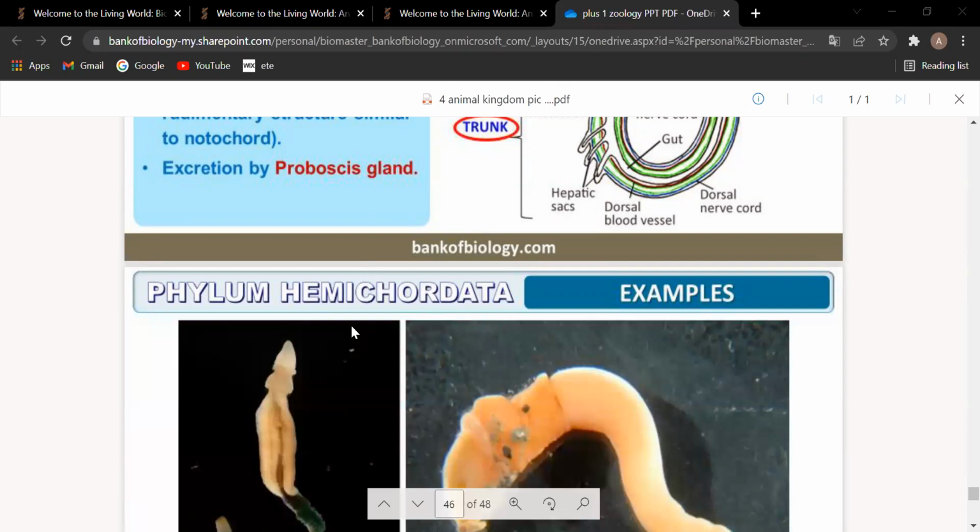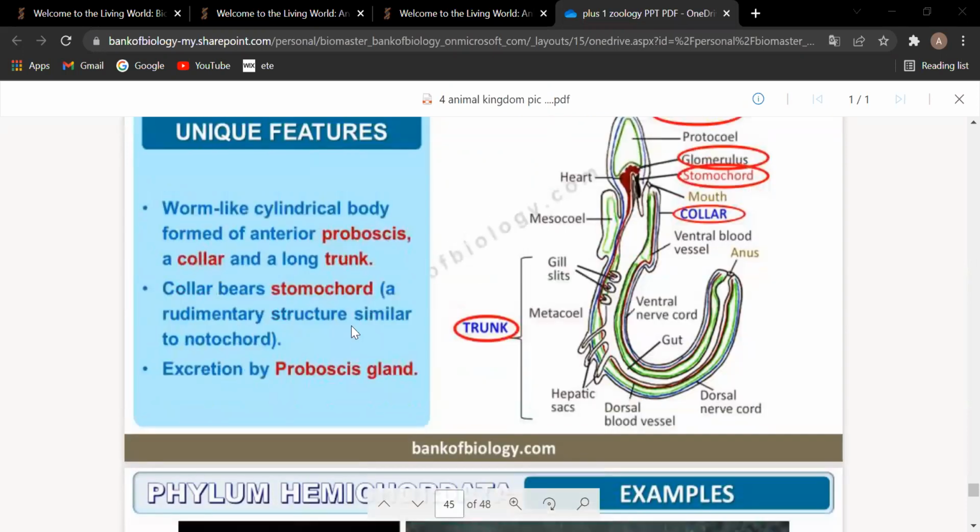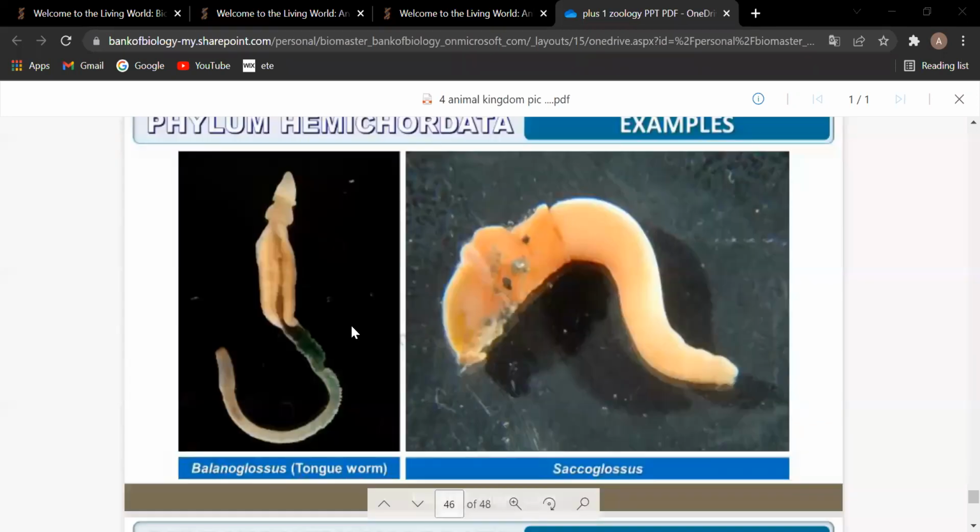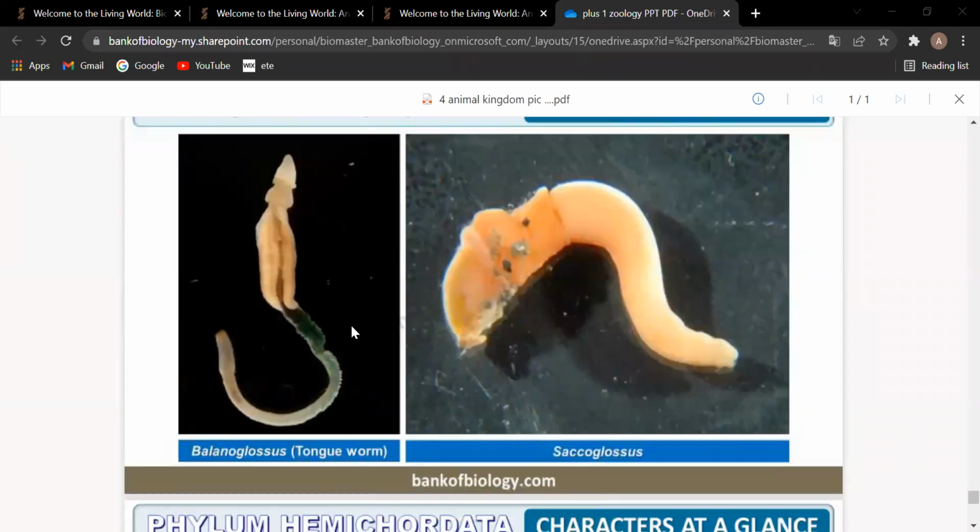So this word stomochord, beta, is unique to hemichordates. You will not see the word stomochord anywhere else. Fine. Only two examples you need to study. Yes, Aditi, you're right. Only two examples we have to study, balanoglossus and saccoglossus.